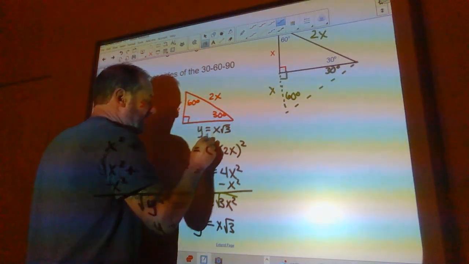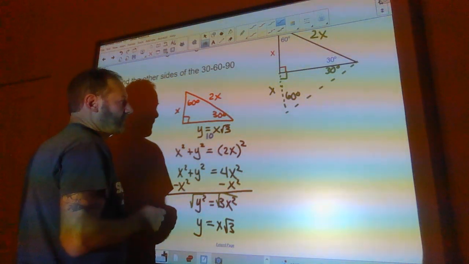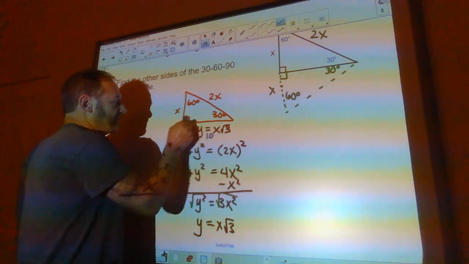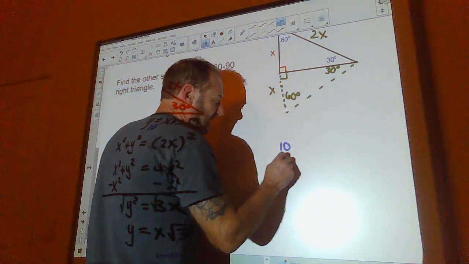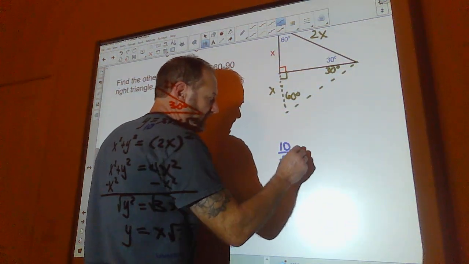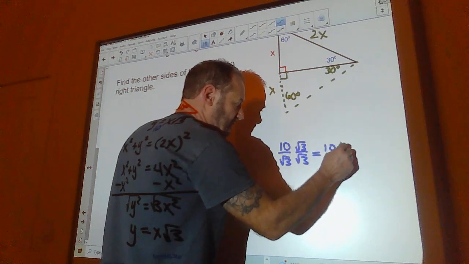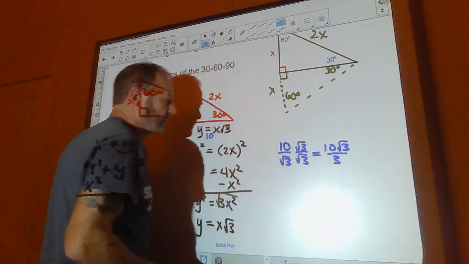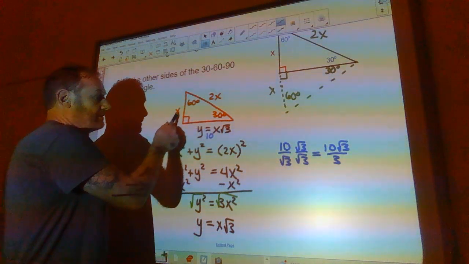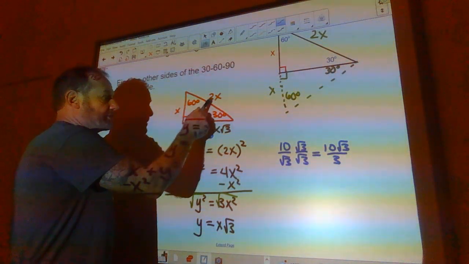So if this side was 10 right here, I would need to divide by the square root of 3. So 10 divided by the square root of 3. Oh, I've got to rationalize that. So I multiply by this, I get 10 square root of 3 over 3. Okay, that'd be this side. And then this side would be 20 square root of 3 over 3.